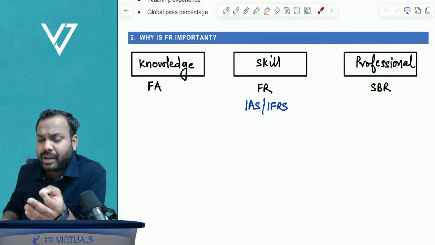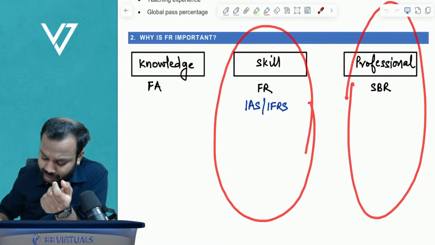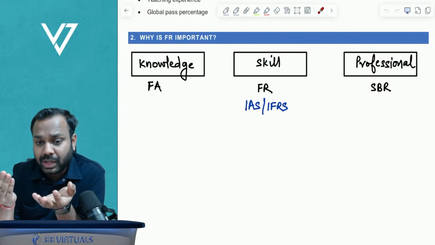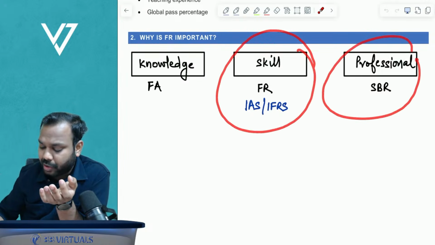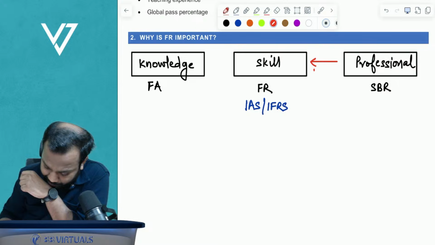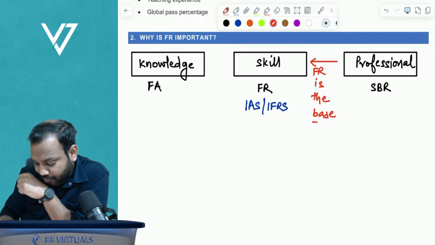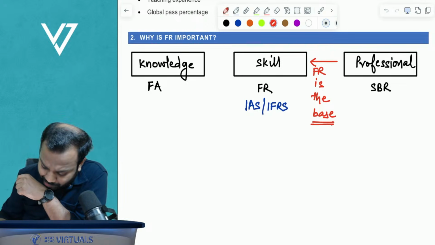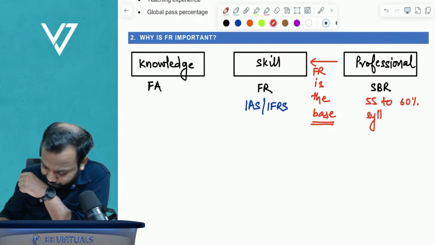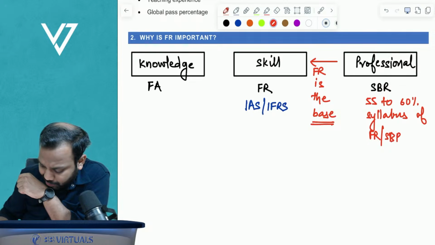Definitely, the approach of questions being asked at FR level and at SBR level is significantly different. But from a perspective of knowledge, FR is the base for SBR. I can guarantee this part: FR is the base. Around 55 to 60% of the syllabus of FR and SBR is the same.